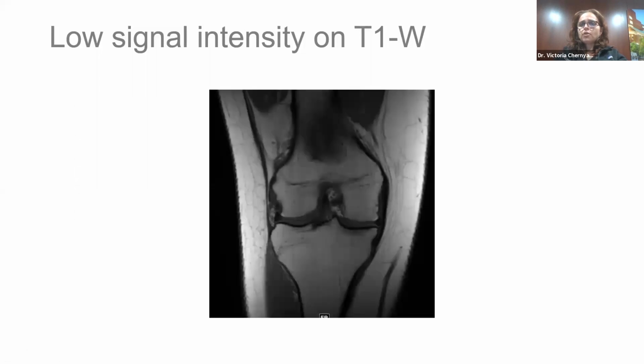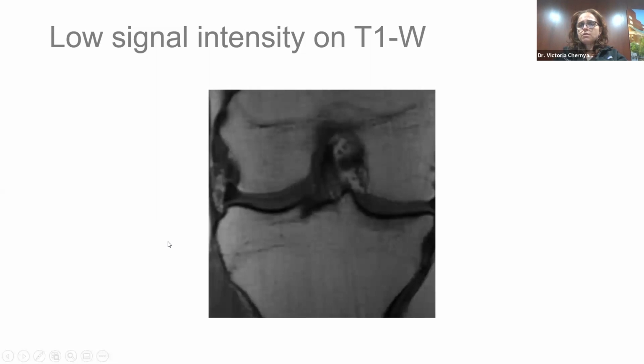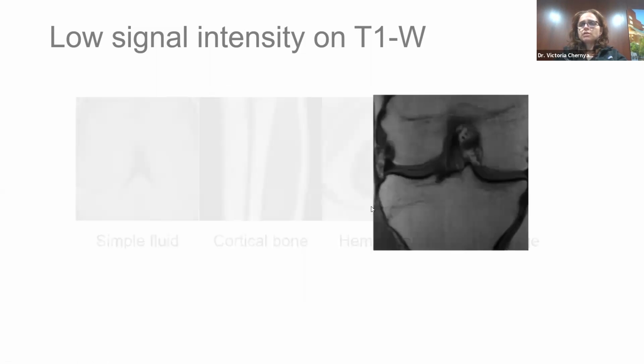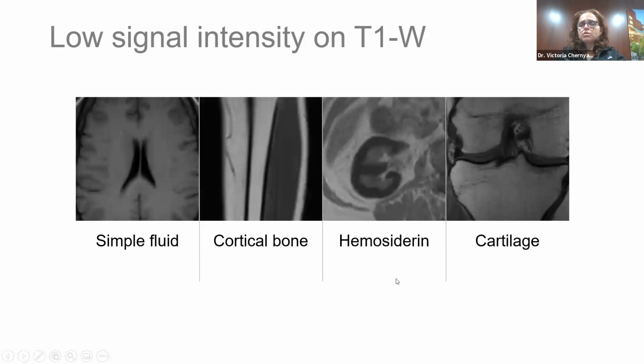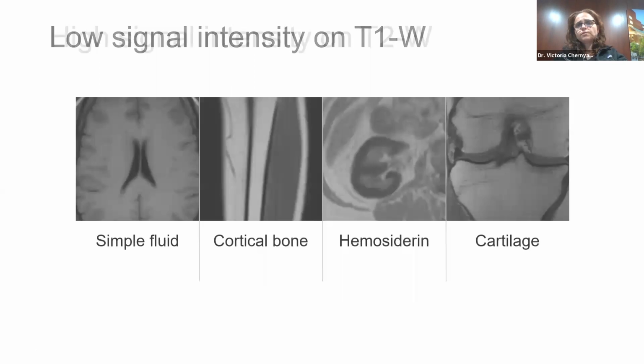And cartilage, you can see in this knee, cartilage kind of has low signal intensity. Now, this list is not exhaustive. Other things, of course, can be hypointense on T1.